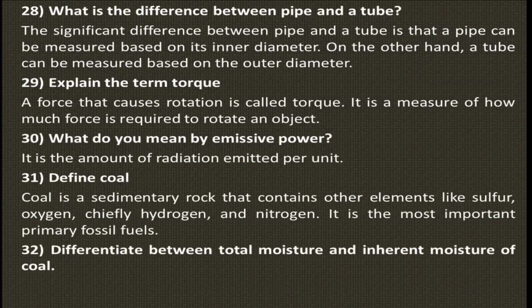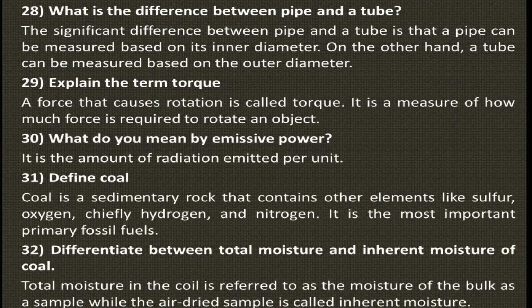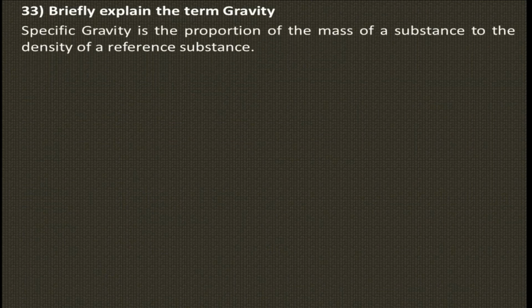Question number 32. Differentiate between total moisture and inherent moisture of coal. Total moisture in coal is referred to as a measure of the bulk sample, while the air dried sample is called inherent moisture. Question number 33. Briefly explain the term specific gravity. Specific gravity is the proportion of the mass of a substance to the density of a reference substance.